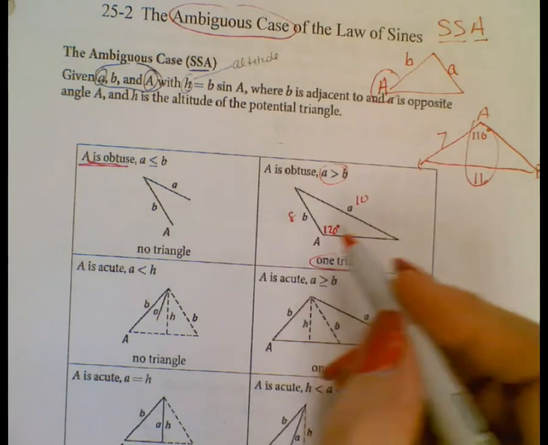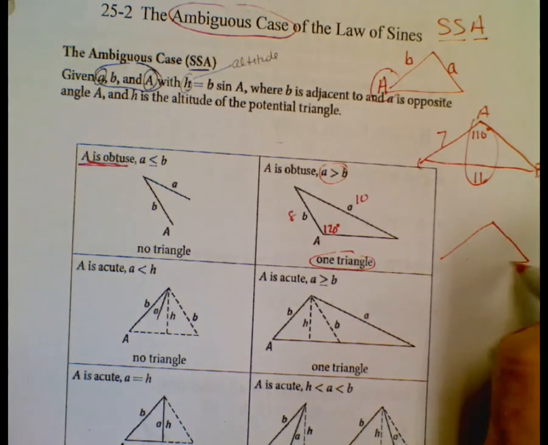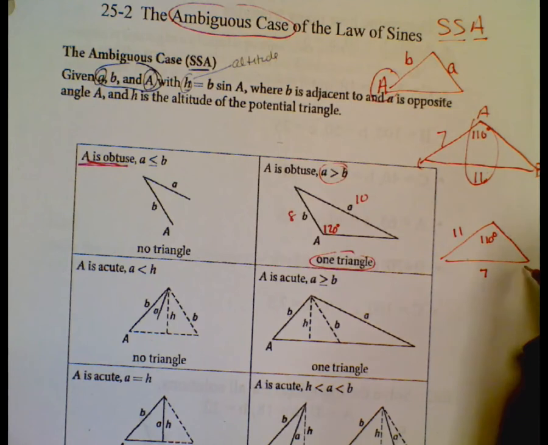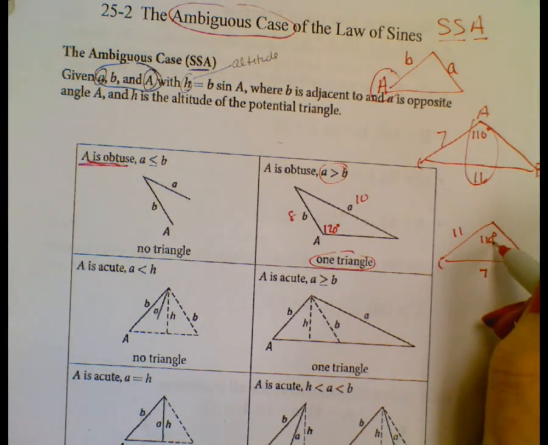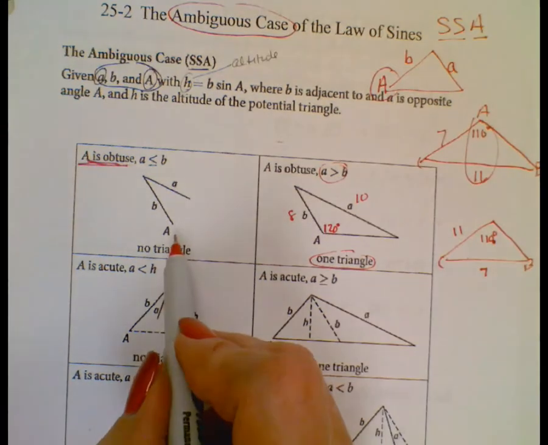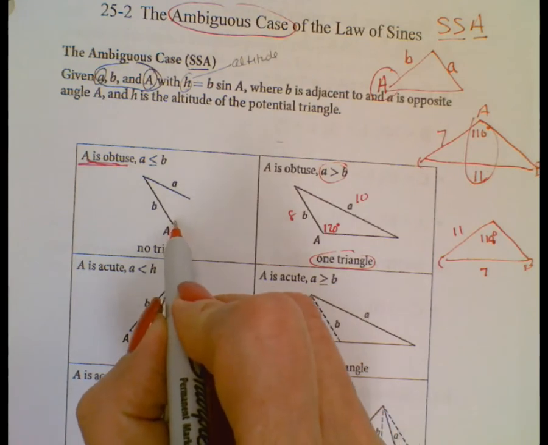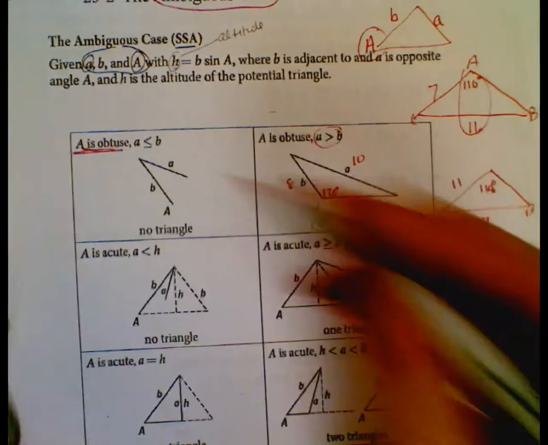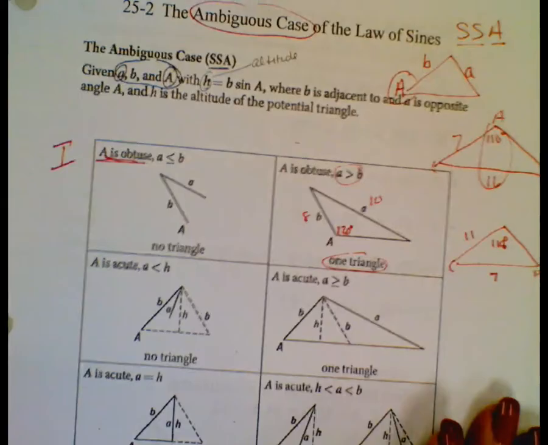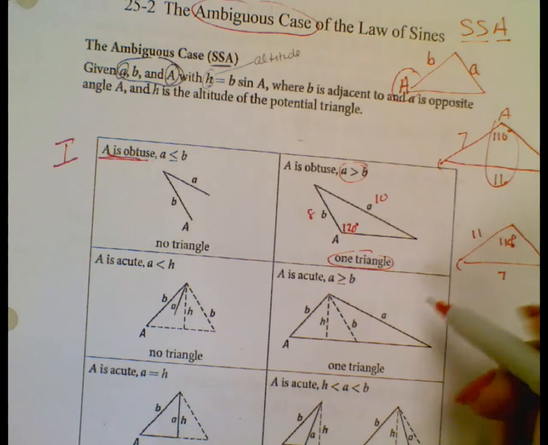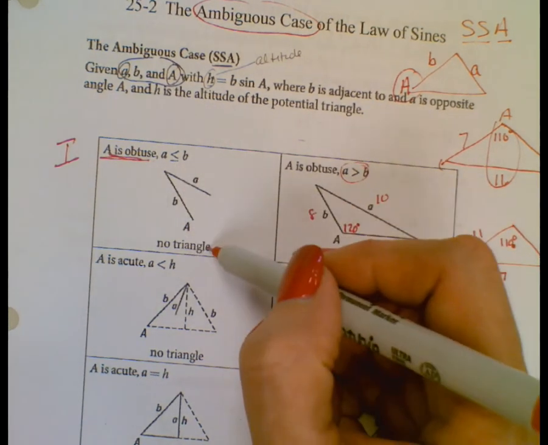Now, if A is obtuse, and they say this is 7 and this is 11, well, that can't be. If this is the largest angle, that has to be the largest side. And in this case, it doesn't matter. So here's the drawing for it. If this A is obtuse and A is smaller than B, you wouldn't even be able to draw the triangle. So case 1, obtuse. If the angle that's given is obtuse, just look straight across from it. That has to be the largest side. So A has to be greater than B for you to have one triangle. If not, no triangles exist.